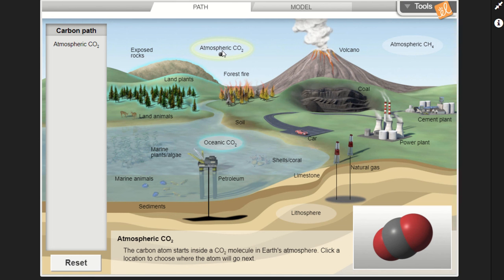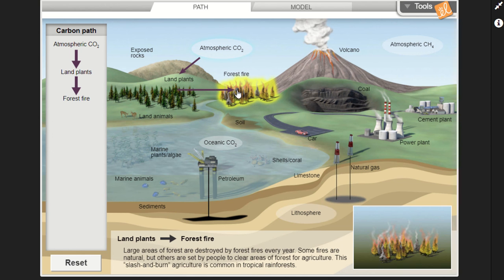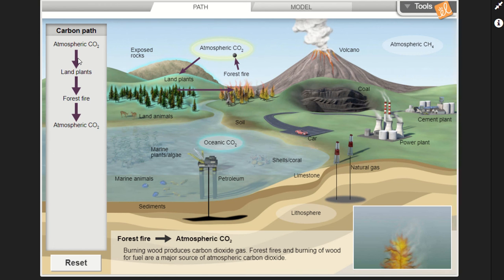So I'm going from the atmosphere to land plants. Under carbon pathways, you're going to write everything here. This word is already written for you, and then you're going to write land plants. And from land plants, I'm going to create a forest fire, so you would write forest fire. And from forest fire, I'm going back up to the atmosphere. So it should read atmosphere, land plants, forest fire, atmosphere.